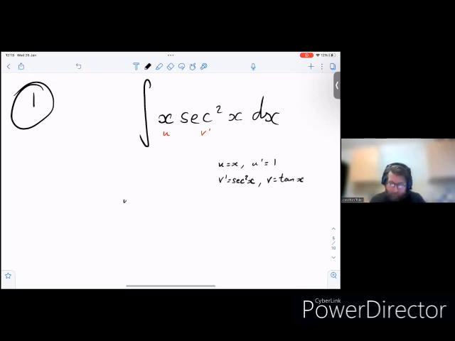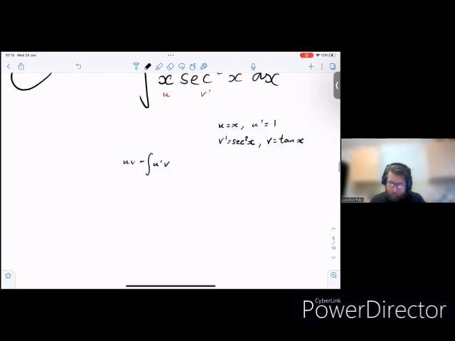Putting all that into our formula, uv minus the integral of u dash v, we get uv, which is x tan x, minus the integral of u dash v, so that's the integral of tan x dx. The integral of tan x is a standard integral that's in the formula book, log sec x.